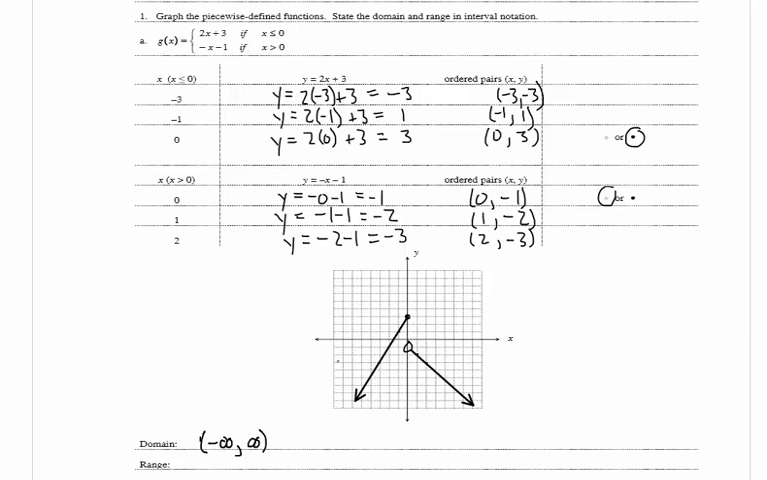And now for our range, we're going to look at our picture. And you can see that we have arrows going to negative infinity on both of the pieces of the function. So we're going to have negative infinity. But then the largest output, or the largest y value, is positive 3. And we included positive 3, so we're going to have 3 with the brackets.